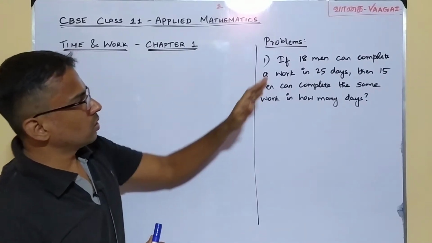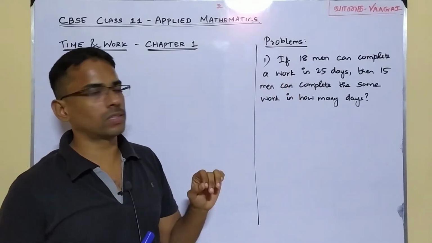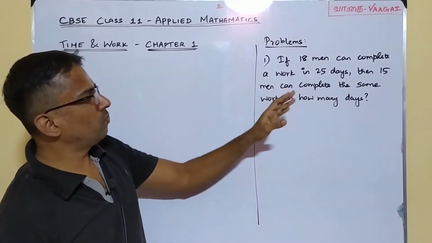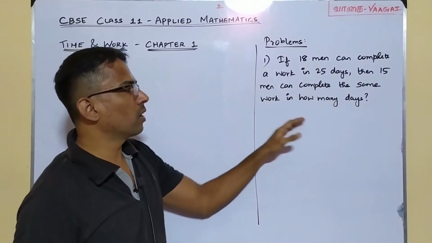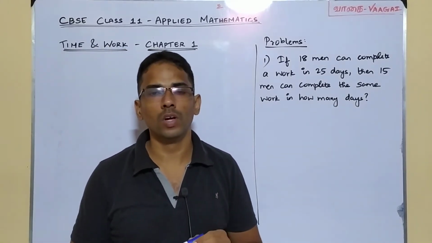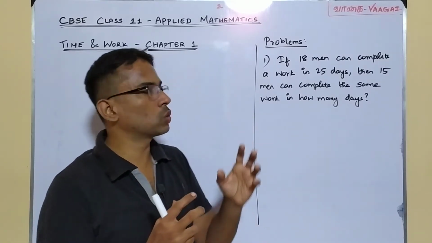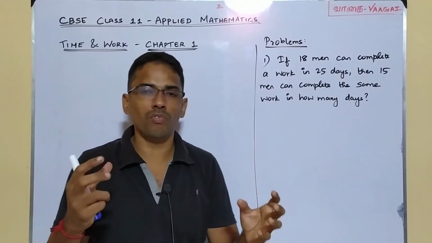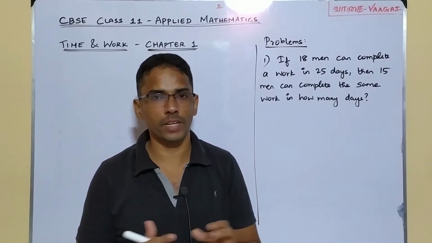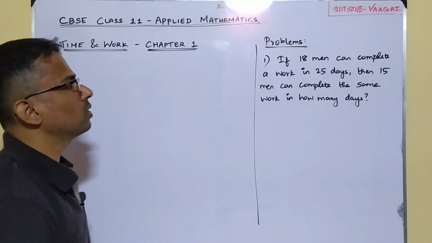Here is our first question. If 18 men can complete a work in 25 days, then 15 men can complete the same work in how many days? This is a very simple basic question. It is very clear by reading the question itself that this question is a comparison of manpower and time only. So let's take the data which is given to us.